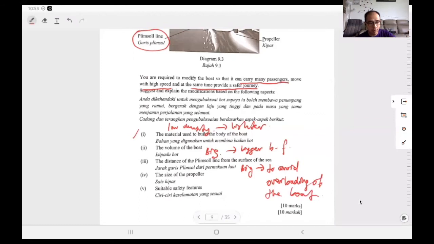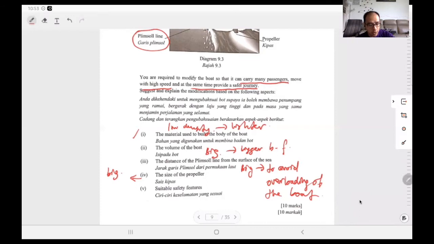Size of the propeller. This has been covered before, in a trial question. The size of the propeller is big, because you want to increase the forward thrust. You want to make the boat go faster, with a larger change in momentum. There are many answers to this.